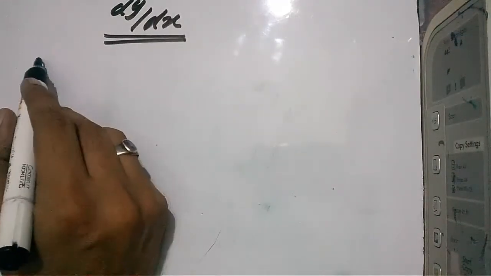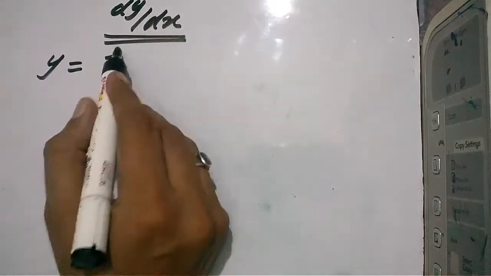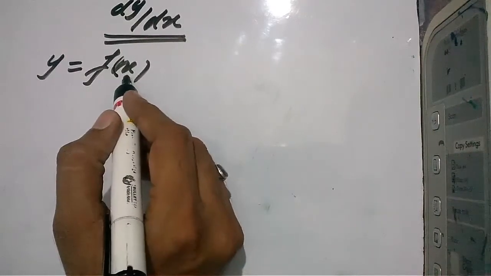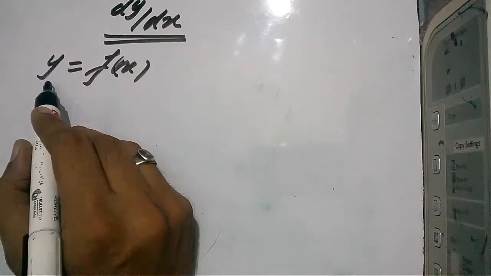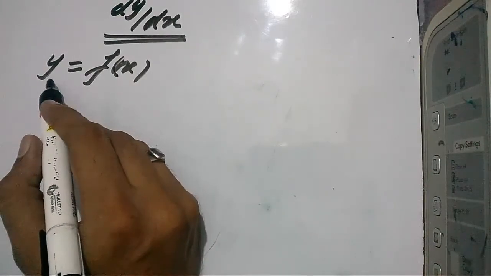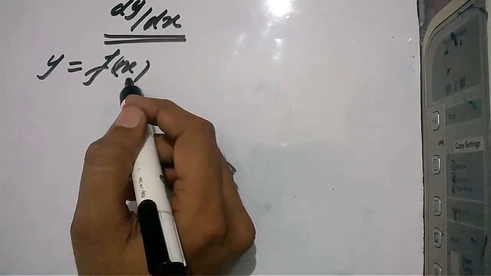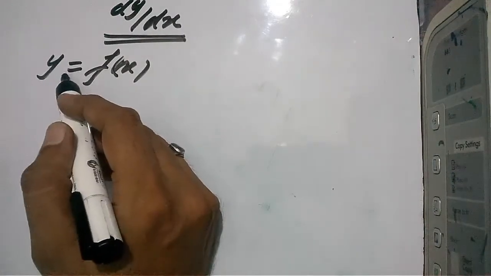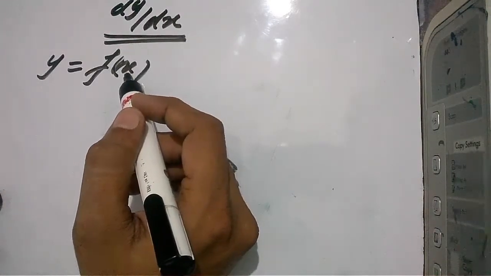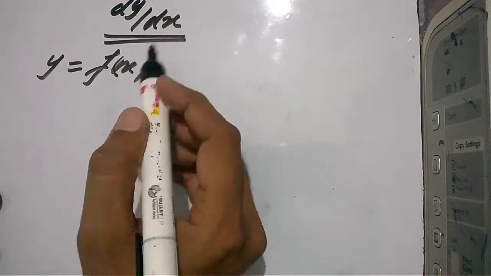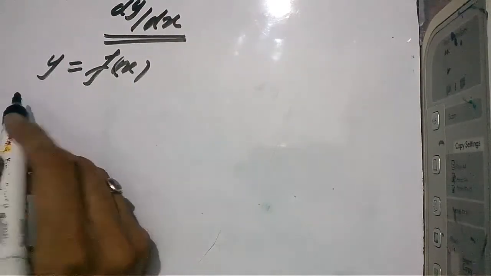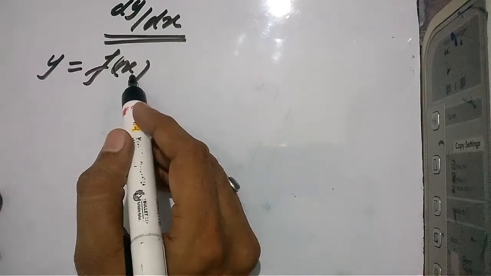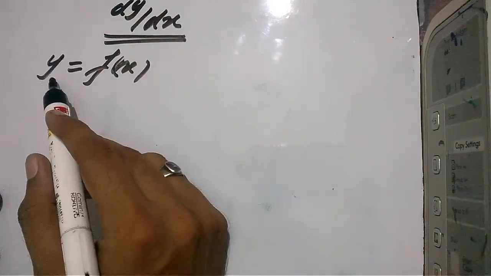As we know that y is assumed as a function of x, then x is called independent variable and y is called dependent variable. And this is because the value of x doesn't depend on the value of y, while the value of y depends solely on the value of x. So we are going to give a little change in the value of x. So consequently, the value of y will also be changed.